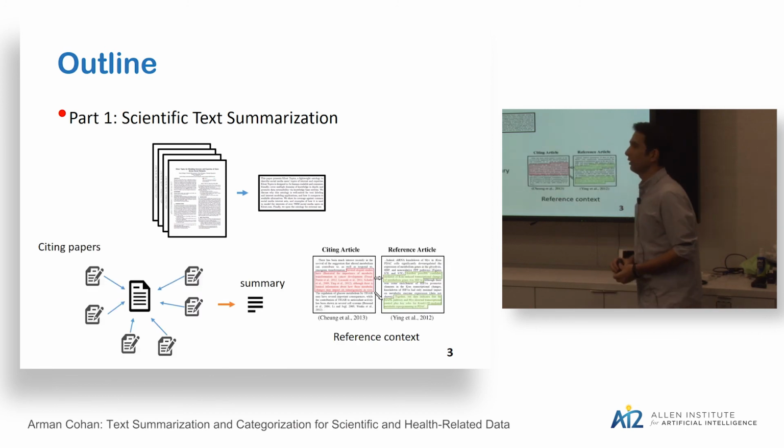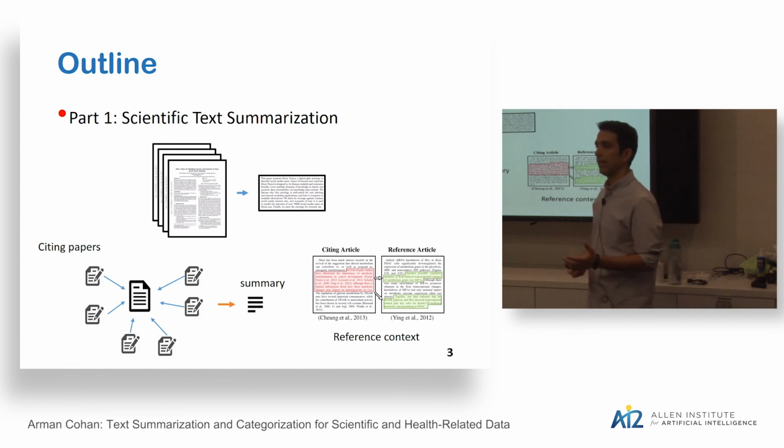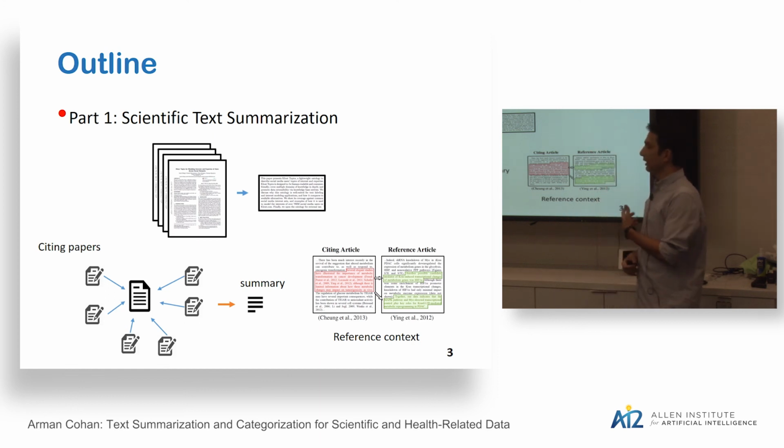So I'm going to talk about an alternative way of summarizing papers, which is complementary to abstracts. And that uses citations. If we have enough citations to a paper, we can get the text surrounding these citations and capture the key contributions of the paper. And I'm going to show how we can improve that using the reference context for the citations.